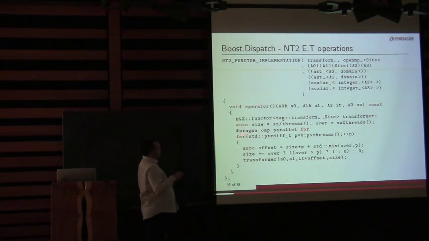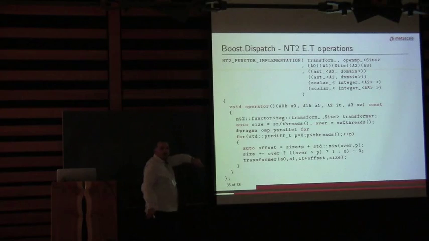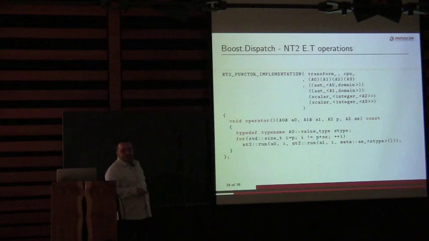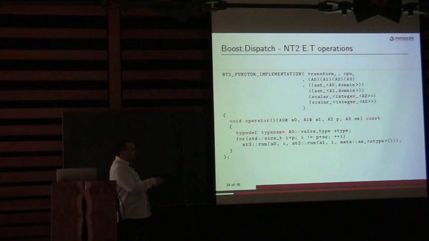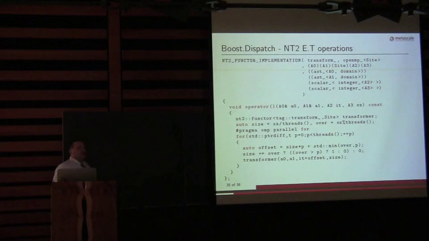I just put this pragma omp parallel for. I do a loop over the threads. I compute where I should start my computation and how many elements I should compute. And I call transform again. But this one will be on the non-OpenMP side, which is basically what we call this guy. So for each thread, I will call the sequential version of the computation on different slices of my arrays. Well, those 12 lines were all we needed to do to support OpenMP in NT2. Done.